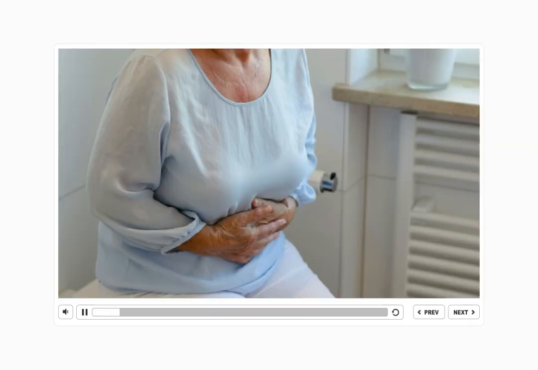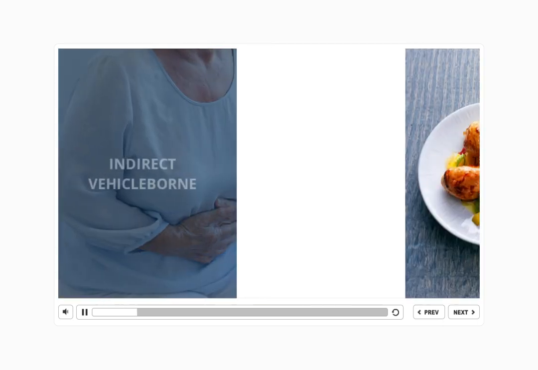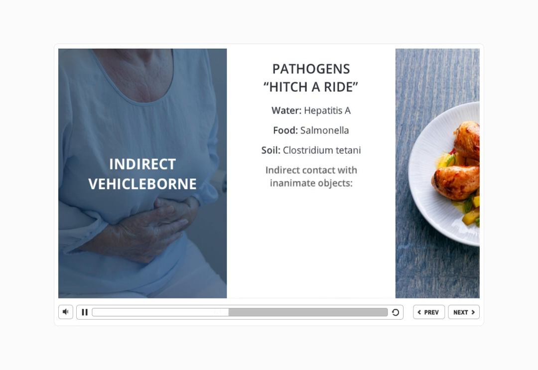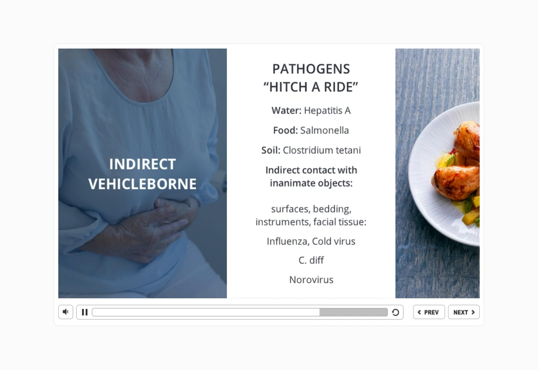Other indirect modes include pathogens who hitch a ride on something. This is called vehicle-borne. Examples include water or ice cubes contaminated with hepatitis A, foodborne illnesses, and soil which contains bacteria from animal fecal material. Often you will have indirect contact with inanimate objects, such as surfaces like handrails, bedding, instruments, and facial tissue that have been contaminated. Indirect contact is one of the most common modes of transmission and one that is easily controlled with cleaning, disinfecting, disposal, hand hygiene, and proper glove use.